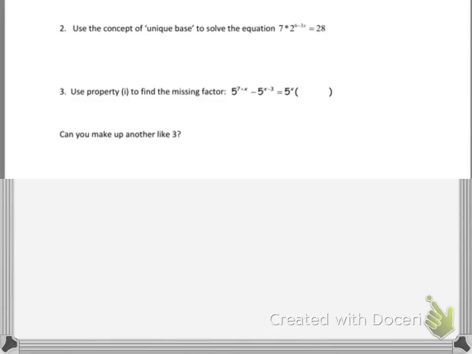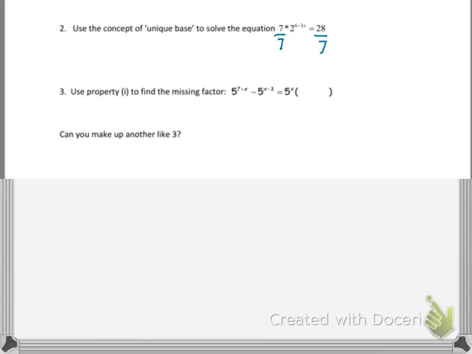So make sure you're comfortable with that. Okay, moving now to number 2, it says use the concept of unique base to solve this equation. So here's an equation, and we have 7 times 2 raised to the power of 6 minus 3x, and that has to equal 28. When it says solve, it means find out what x equals. So let's see how we can possibly get to a unique base. How about if we divide both sides by 7? Divide by 7, divide by 7, and I'm going to rewrite it over here.